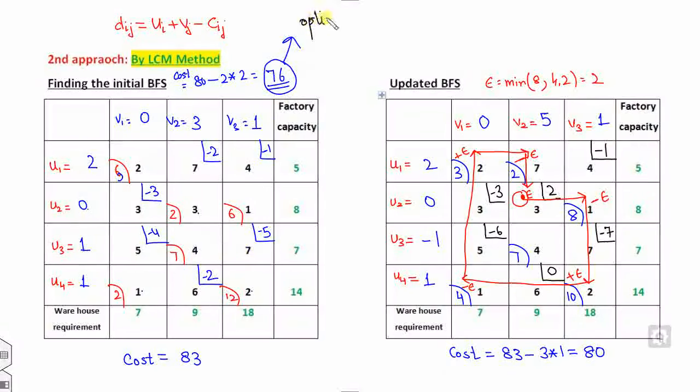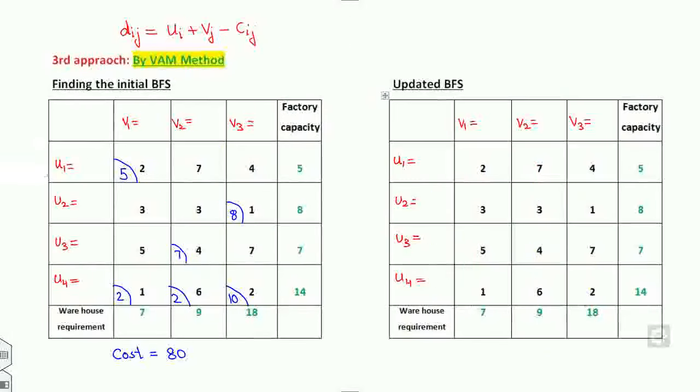Remember, the previous northwest case solution is also 76, and the answer remains the same. If you go back, you will see that x11 is 5, x22 is 2, and so on, so the answer remains the same. Now quickly solve this problem with the help of the VAM method. You will get 5 allocations and the initial cost is 60.